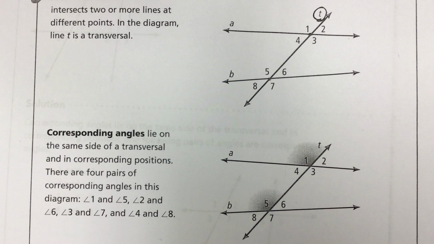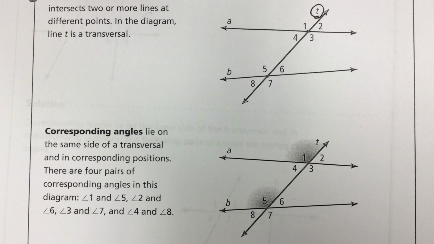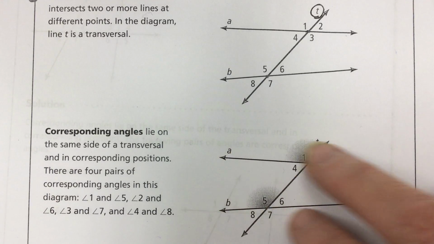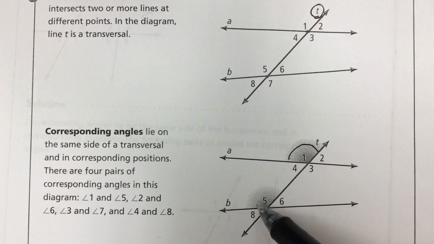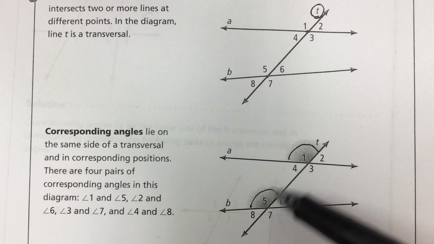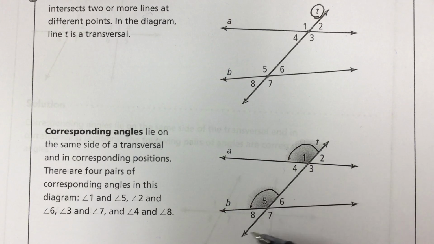Corresponding angles lie on the same side of the transversal and in corresponding positions. Corresponding angles are on the same side of the transversal and they're in the same position. They're either both above the line or both below the line. Often these lines are parallel, and we'll be talking about those later. But you're looking at angle 1 and angle 5. They're both on the left side of the transversal, and they're both up above my two lines.